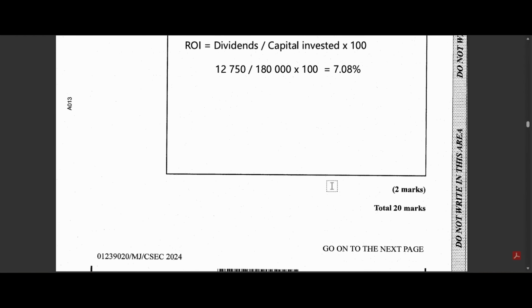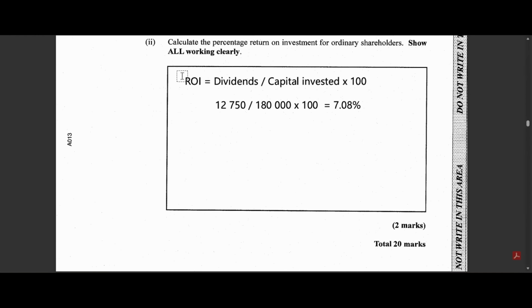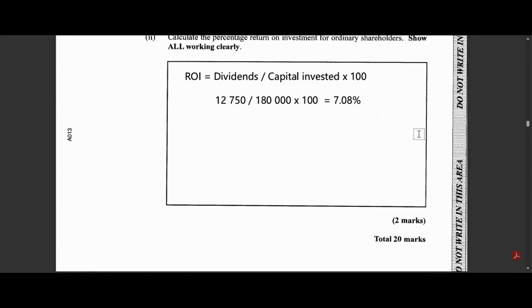Alright, time for us to move on. Well, guys, this actually brings us to the end of this question for your 20 marks. So there we go. Good job with this question as well. Alright, guys, time for us to move on to question 3. Let's check it out.